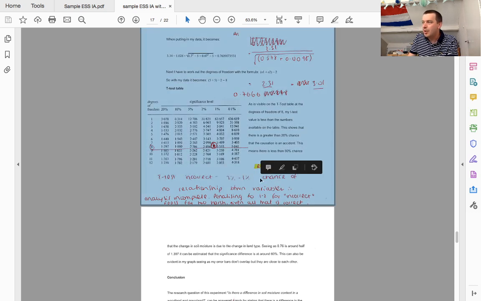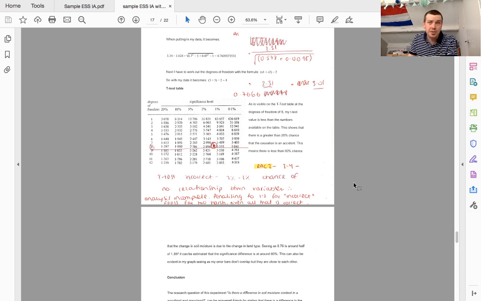Now, it's important to check your calculations. It's important to have someone else check your calculations. You can have me check your calculations if you want to. If you bring it to me, or your teacher, and say, sir or miss, can you please check this for me? Then the answer will be yes. So make use of that, please.